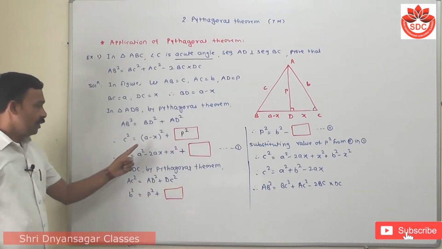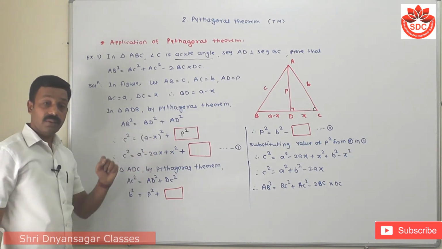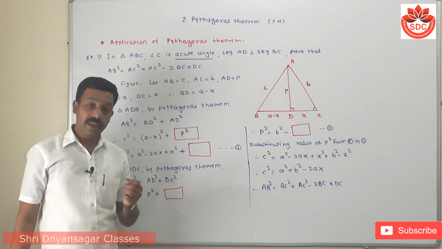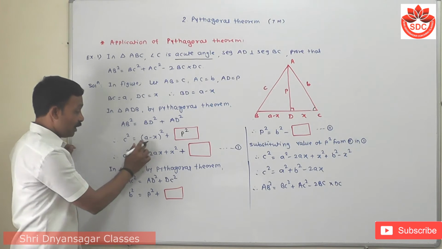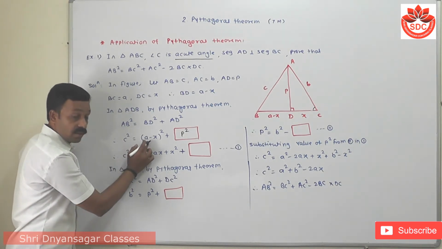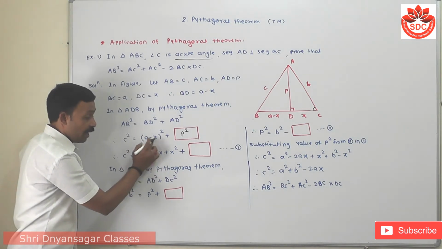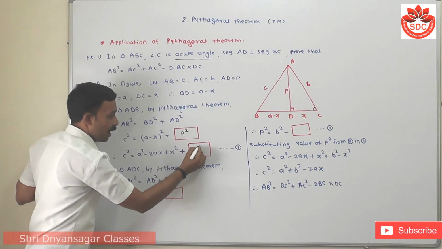Then squaring this bracket by the identity: (a minus b) square is equal to a square minus 2ab plus b square. So by using this, we solve this bracket. c square as it is. Then this bracket square is a square minus twice into ax plus x square. Then the remaining p square as it is.